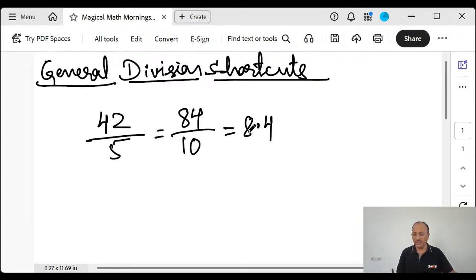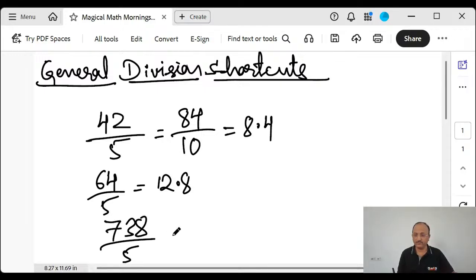Let's practice this one. I want you people to type the answers very quickly. Suppose I want you to divide 64 by 5. Can you quickly type the answer? Double 64 and leave one place and write it. Type it quickly. Yes, it is 128 by 10. That is 12.8.